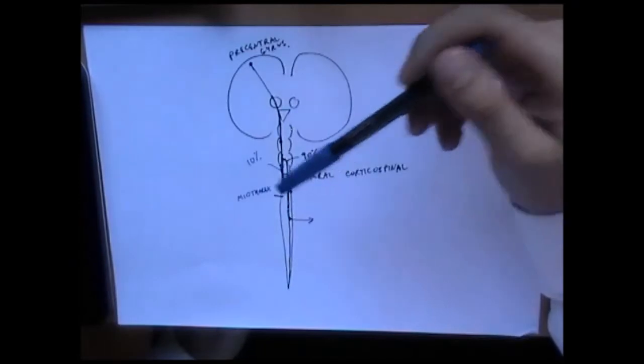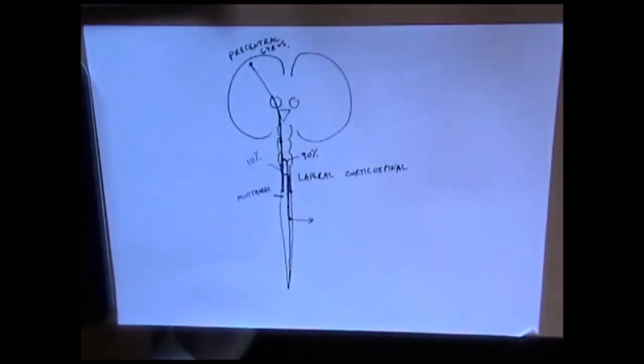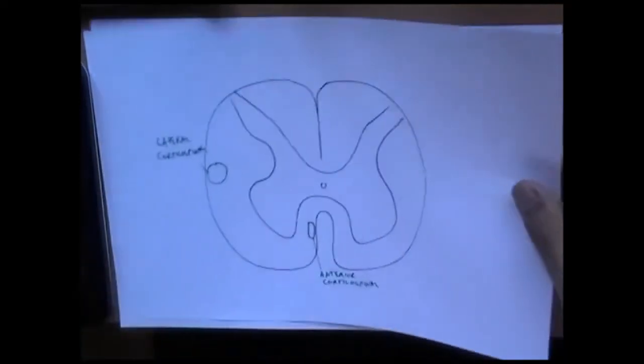So unfortunately, I cannot tell you the exact levels and exactly how they decussate, because it's not really described in any textbook, because as I said, it displays so much inter-individual variation that to create a standard anatomical pathway is impossible. But that's about it for the corticospinal tracts.